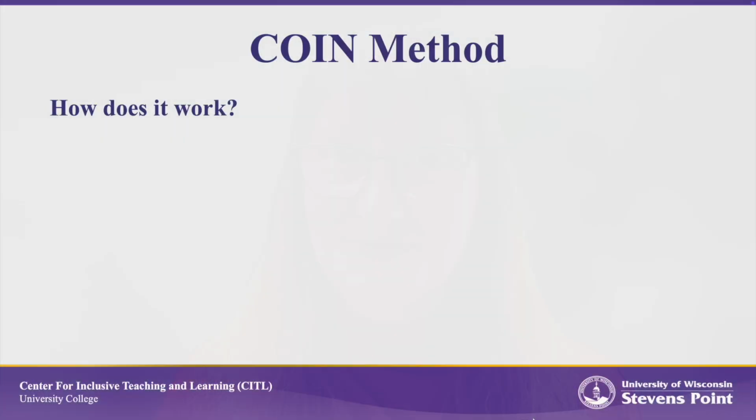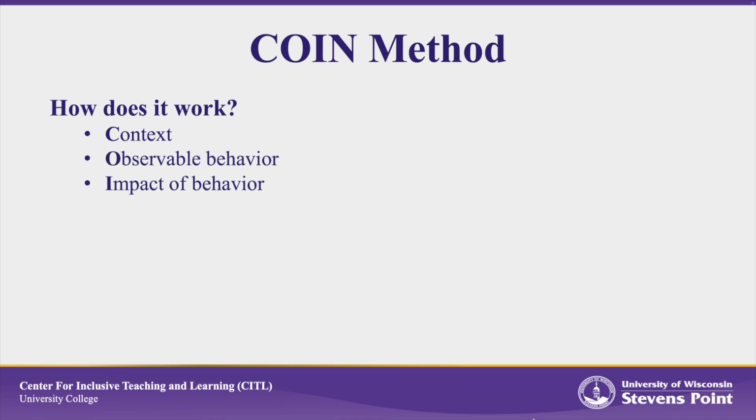Here are some alternative methods for delivering constructive criticism to college students, each supported by the principles of educational psychology and communication research. Let's begin with the COIN method. COIN is an acronym for context, observation, impact, and next steps. How does it work? You describe the specific context, the observable behavior, and the impact the behavior had. You follow this with the next steps that the student may take.